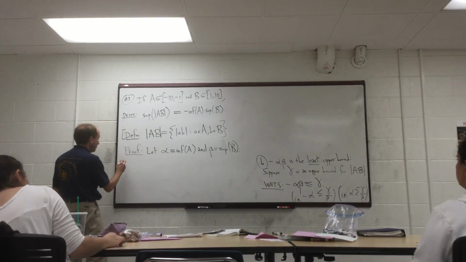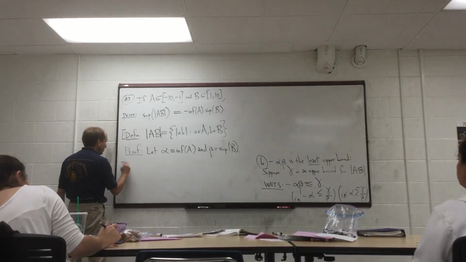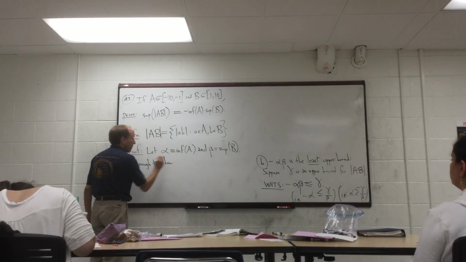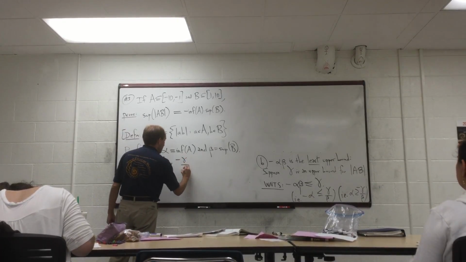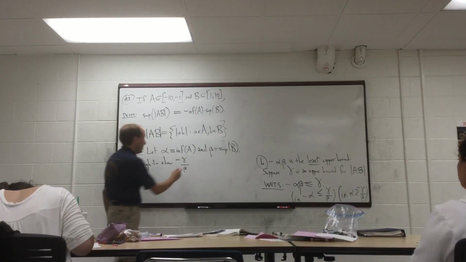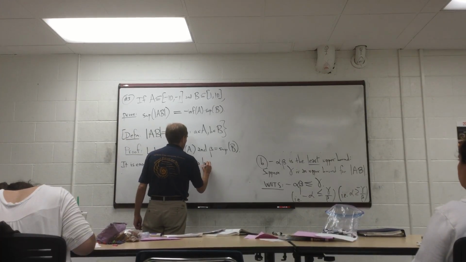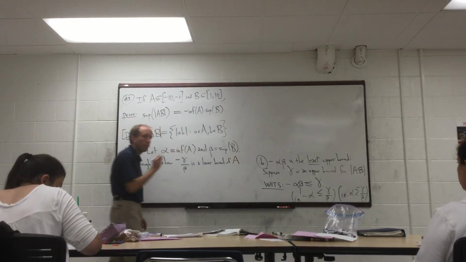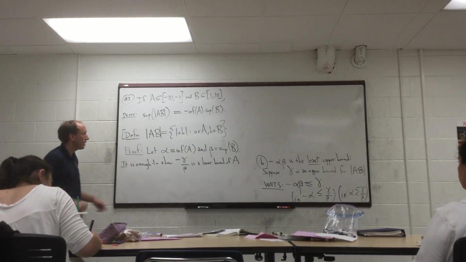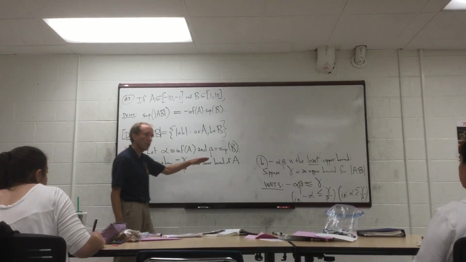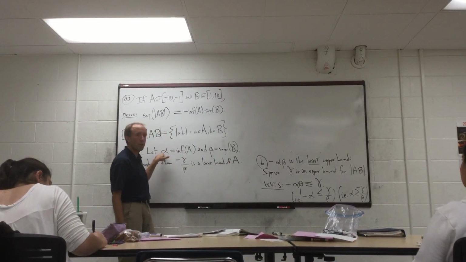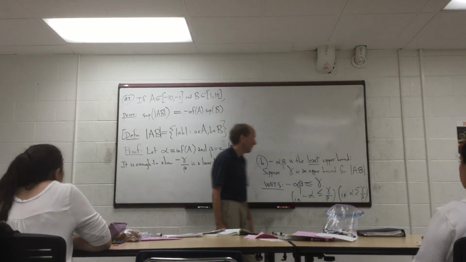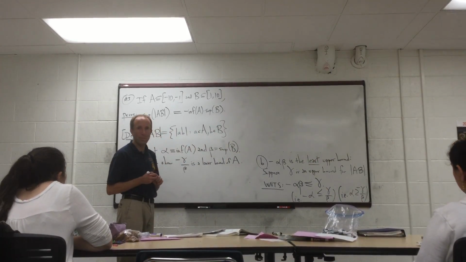I claim it is enough to show that negative gamma over beta is a lower bound of capital A. Just enough to show that. Because if negative gamma over beta is a lower bound, and alpha was the greatest lower bound, then we'll have this. So I need to show that this is true.